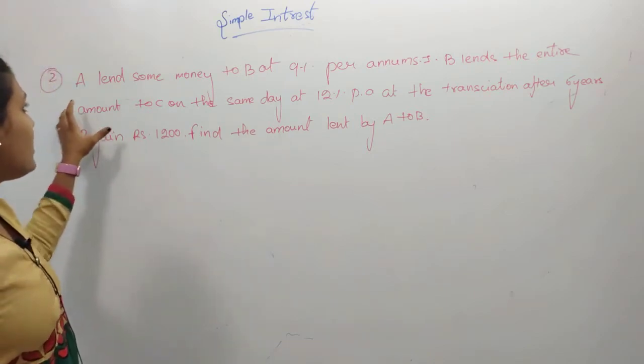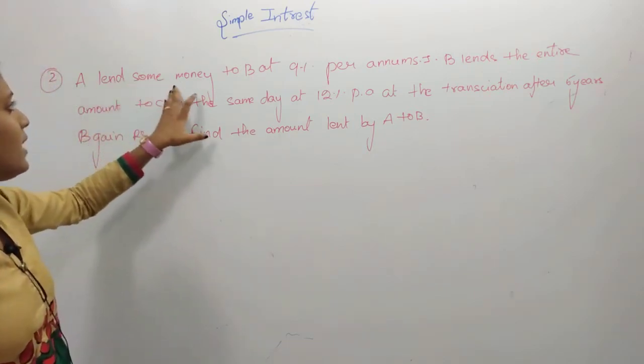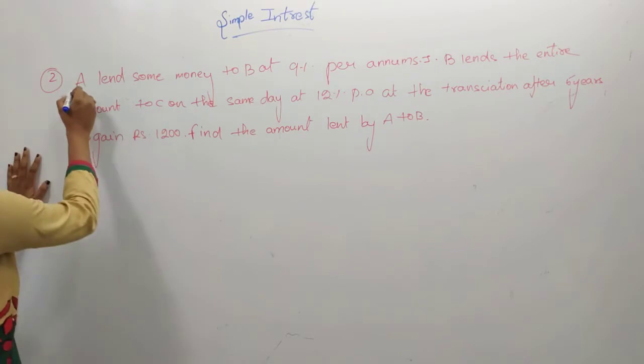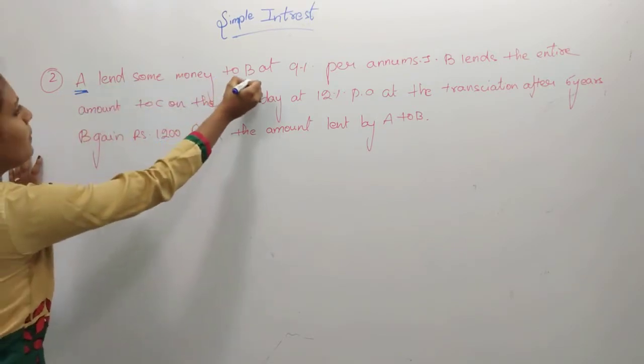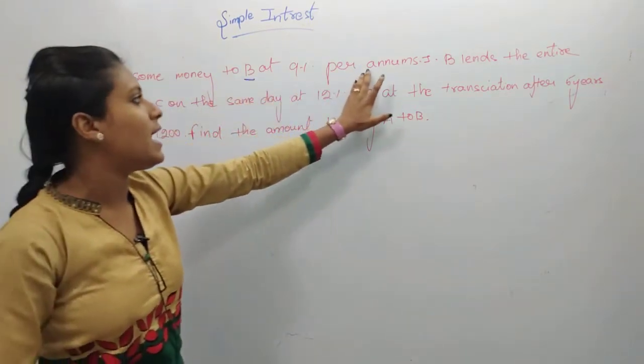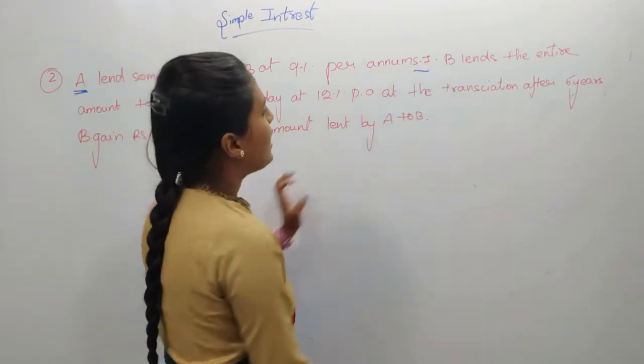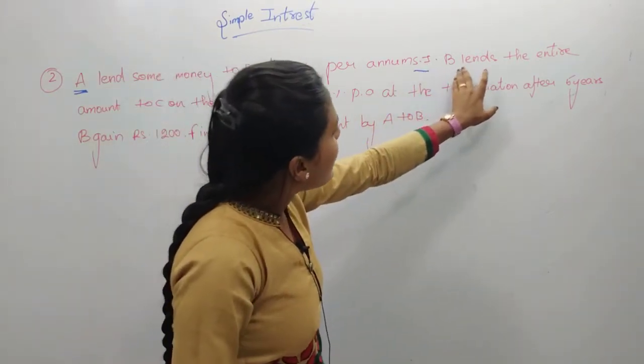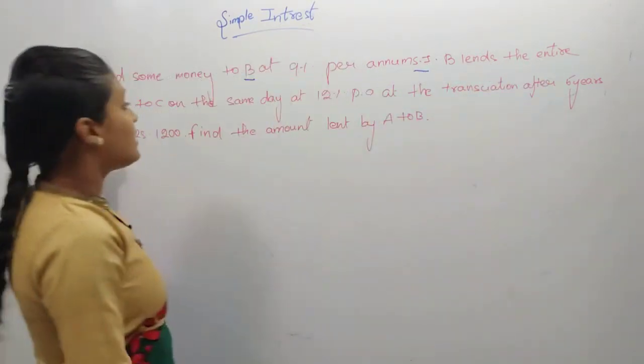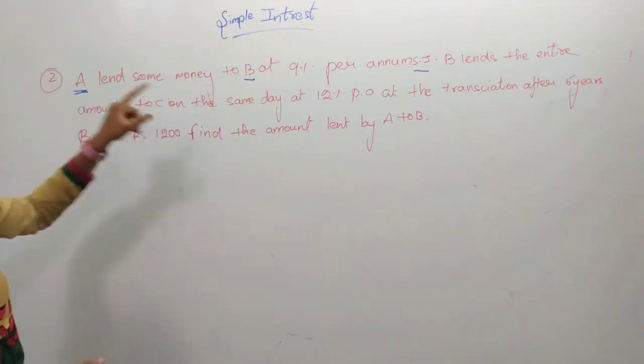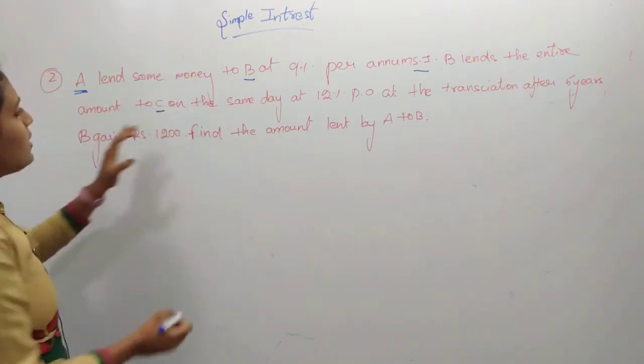What is given in the question? A lends some money to B, which means A lent money to B. B borrowed some money from A at how much? 9% per annum at simple interest. And next, what is given? B lends the entire amount B borrowed to C on the same day.